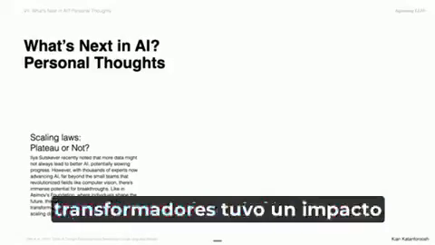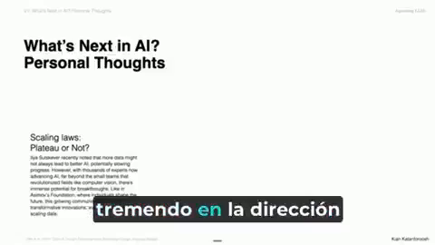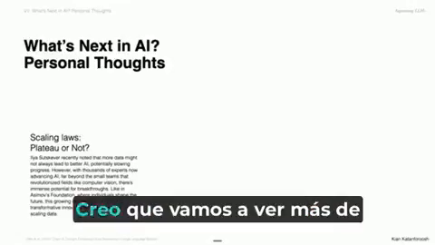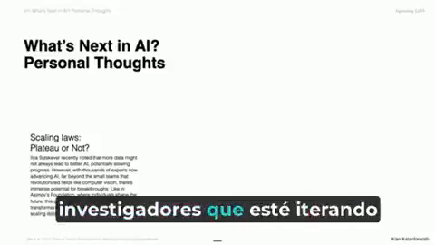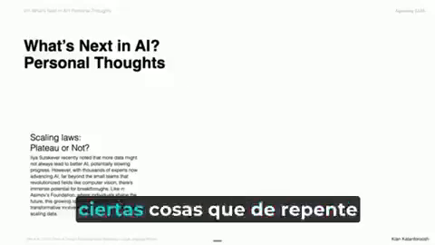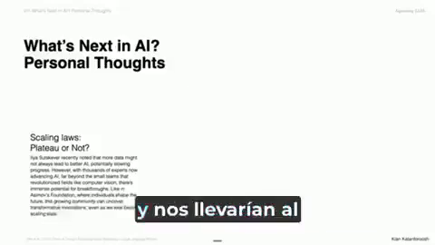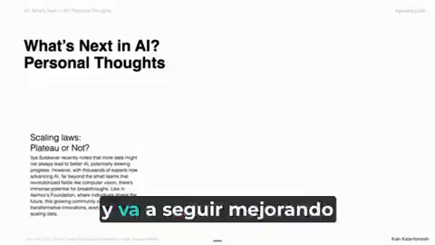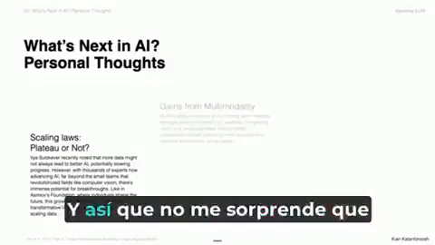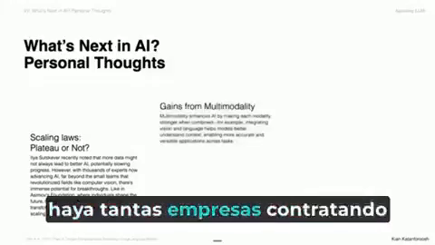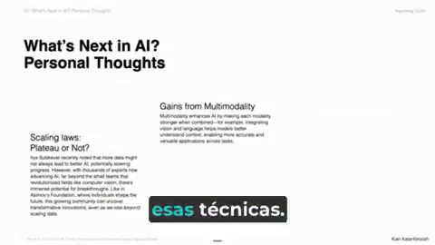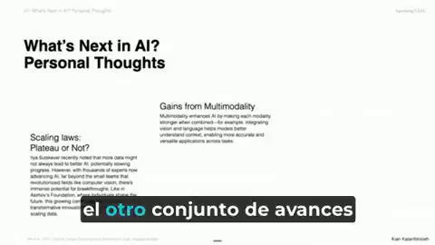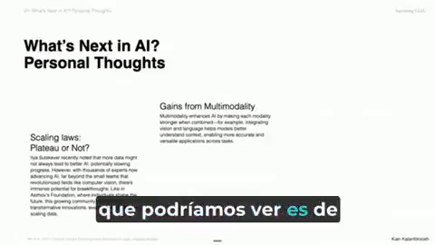Whoever discovered transformers had a tremendous impact on the direction of AI. I think we're going to see more of that in the coming years, where some group of researchers that is iterating fast might discover certain things that would suddenly unlock that plateau and take us to the next step, and it's going to continue to improve like that. And so it doesn't surprise me that there are so many companies hiring engineers right now to figure out those hacks and those techniques. The other set of gains that we might see is from multimodality.